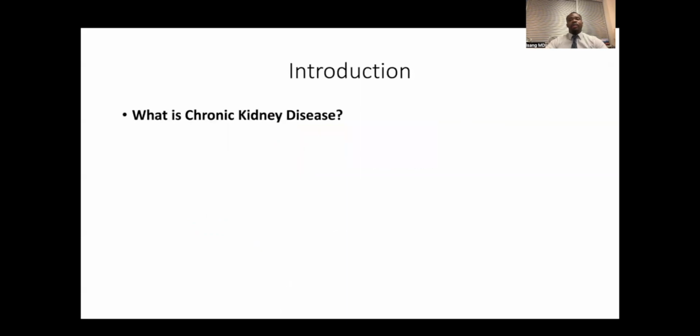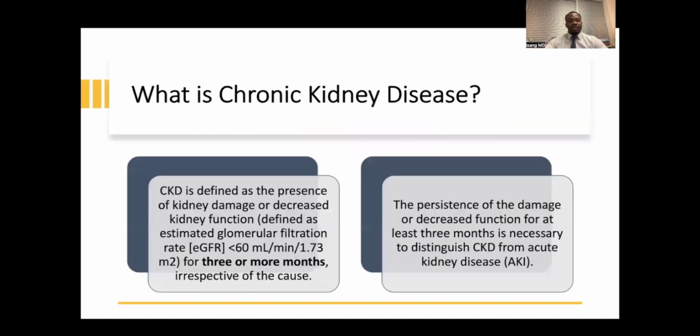So a little bit of the introduction. What is chronic kidney disease? To keep it simple, CKD, or chronic kidney disease, is defined as the presence of kidney damage or decreased kidney function. We measure this as GFR, or glomerular filtration rate. To differentiate between chronic kidney disease and acute kidney disease, you need to have this decrease for at least 3 months or more, versus acute kidney disease is less than 3 months.